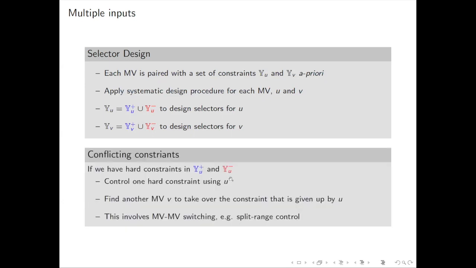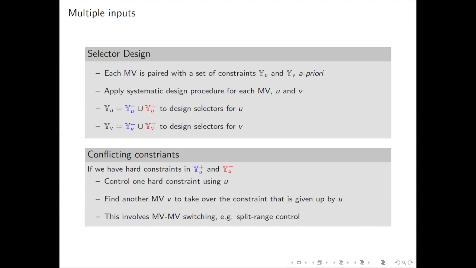Now, if for a given MV U, we have hard constraints in both Y plus and Y minus, and in the case of infeasibility, we can control one hard constraint using U, and we give up controlling another constraint depending on whether we have used a min-max or a max-min structure. In this case, we don't necessarily have to give up controlling the other constraint because we can find another MV to take over the hard constraint that is given up by the MV U.